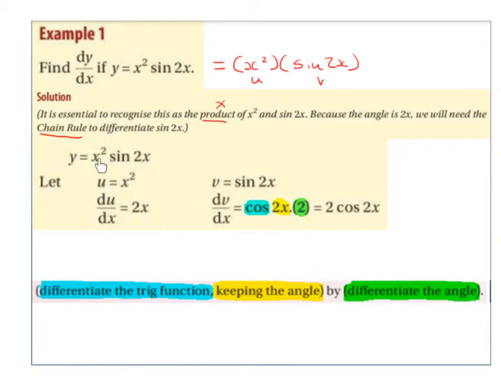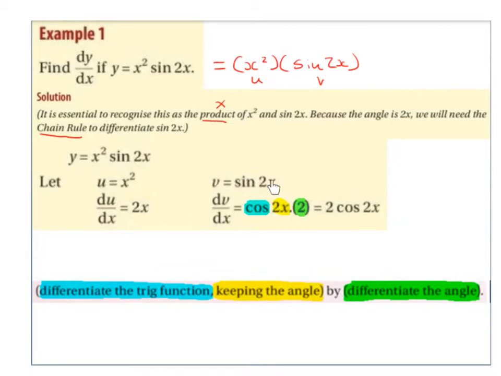So y equals x squared sine 2x. The u is equal to x squared, and the v is equal to sine 2x. So we differentiate u with respect to x, so the derivative of x squared is 2x. And now we want to differentiate v with respect to x. So the derivative of sine 2x is going to be cos 2x times 2, which is 2 cos 2x.